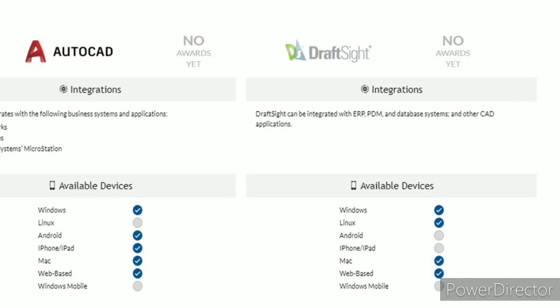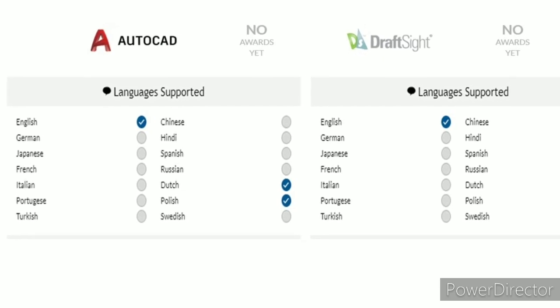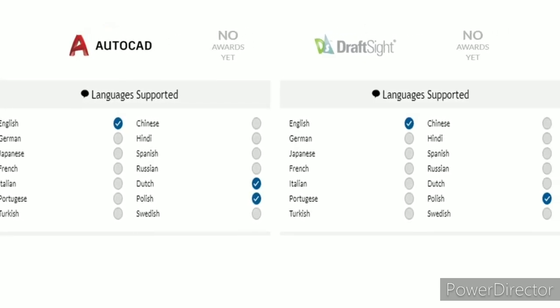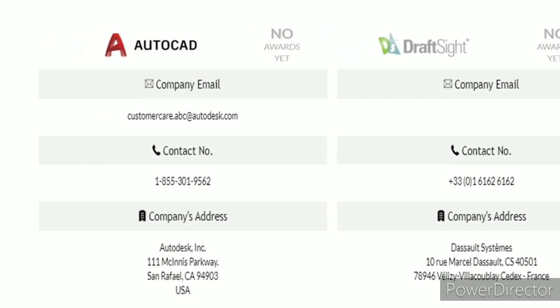Draftsight integrations. The following Draftsight integrations are currently offered by the vendor. Aside from other CAD applications, Draftsight also integrates with PDM, ERP, and database systems.